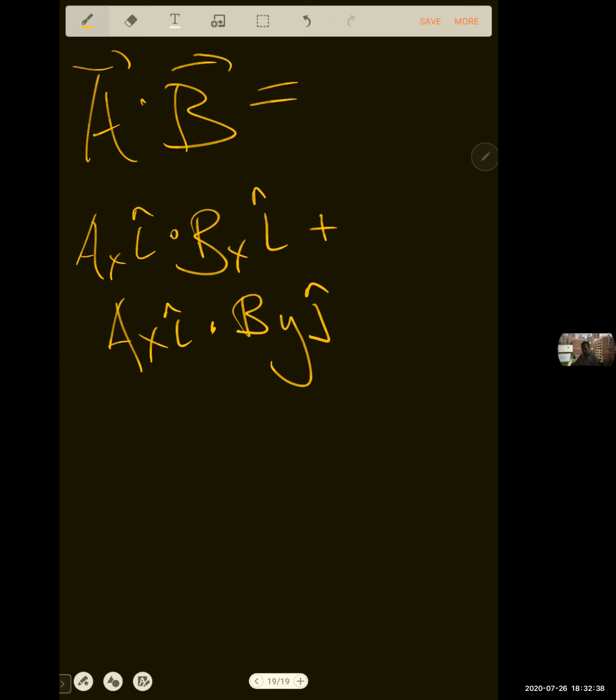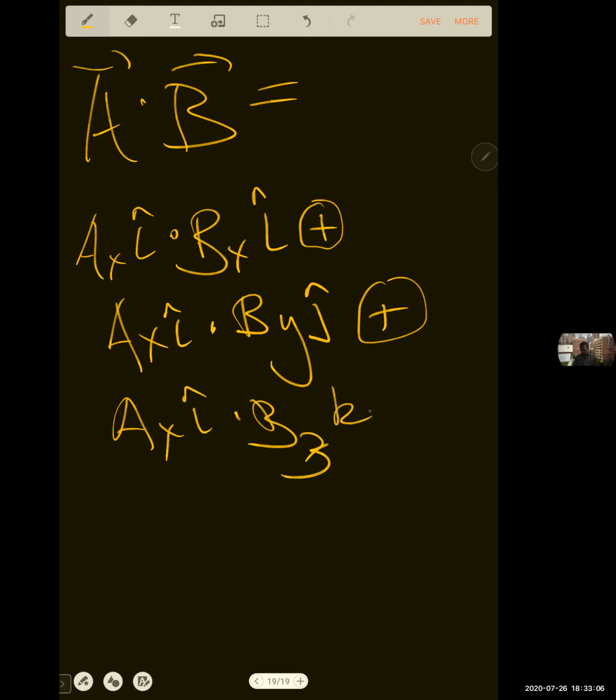I'm like the first one times the first, then the first times the second, then the first times the third. I'm just expanding out this whole product of two trinomials. So this plus, by the way, if I circle something like this, that's what I sometimes do to make it clear that one equation is going on to multiple lines. That's what's happening here. So we have bleh plus on the next line, bleh plus on the next line, A X I hat dot, hopefully you see the pattern, B Z K hat.